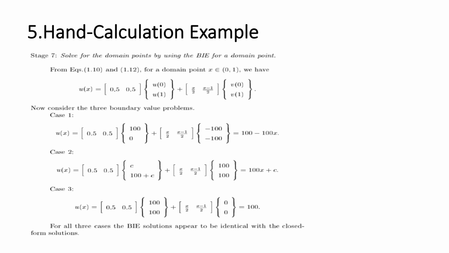And finally, we solve for the domain point by using boundary integral equations for a domain point. From equations 1.10 and 1.12 from previous slides, for the domain point 0, 1, we have this matrix equation. And when we consider the three cases, Dirichlet, Neumann, and mixed boundary equations, solving the matrix, we obtain these solutions, and these solutions are identical to the closed form solutions. So these are the boundary integral equation solutions.